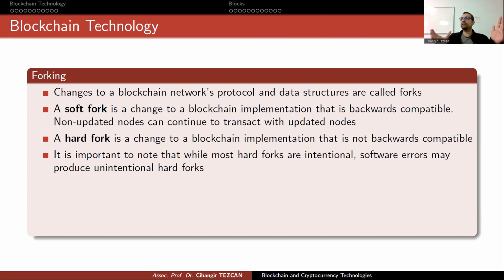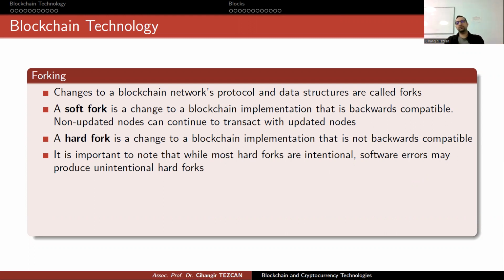This is sometimes a nice thing because at that block, people who have Bitcoin will also have their Bitcoin in your new blockchain, right? So this way you don't need measures to invite people because they will already be in your blockchain and they can use that system. So this kind of intentional fork happened a lot, but sometimes some software error may produce an unintentional hard fork.